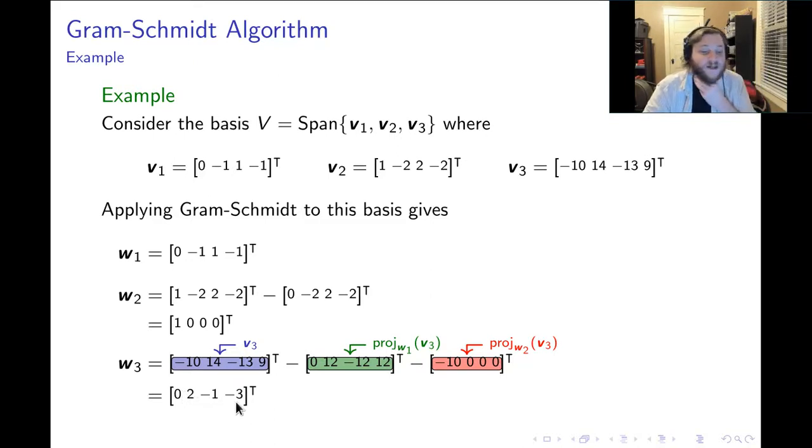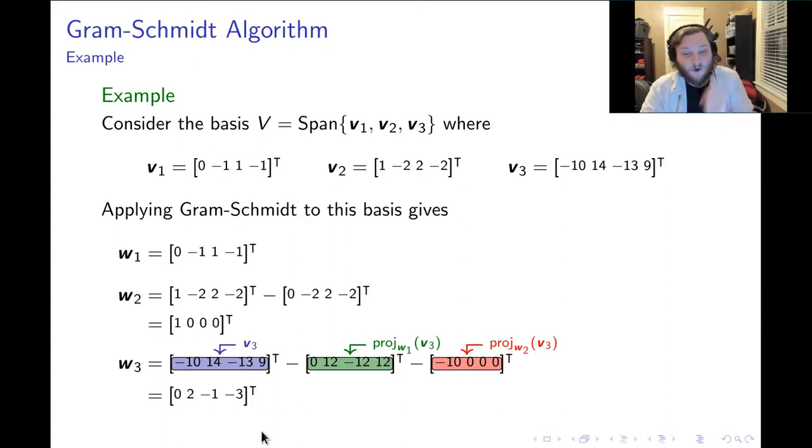Again, we can do a quick sanity check to make sure what we're doing makes sense. This third W3 should be orthogonal to the previous W's. And we see here certainly 0, 2, negative 1, negative 3 is orthogonal to 1, 0, 0, 0. And also 0, 2, negative 1, negative 3, if we look hard enough and do the inner product in our heads, we realize that it is orthogonal to the first W, 0, negative 1, 1, negative 1. So we're done with the first stage of the Gram-Schmidt algorithm. We have successfully produced the mutually orthogonal basis of the original vector space V, which is W1, W2, W3.